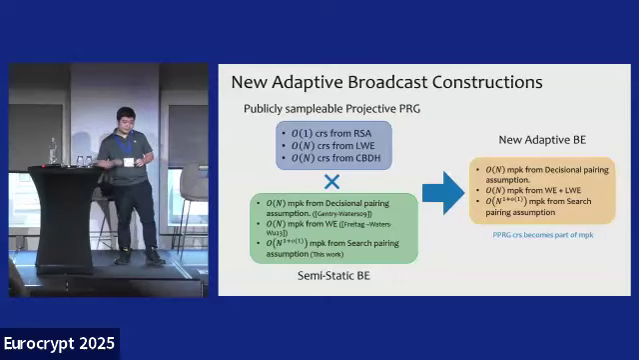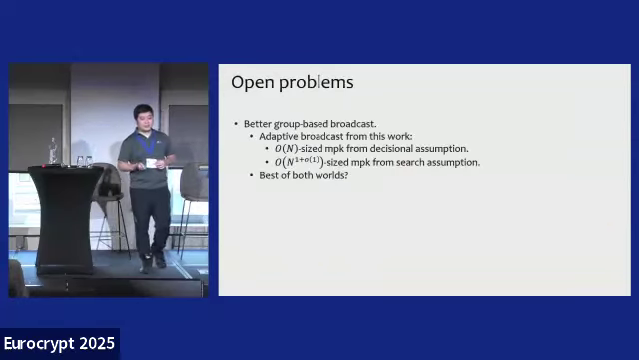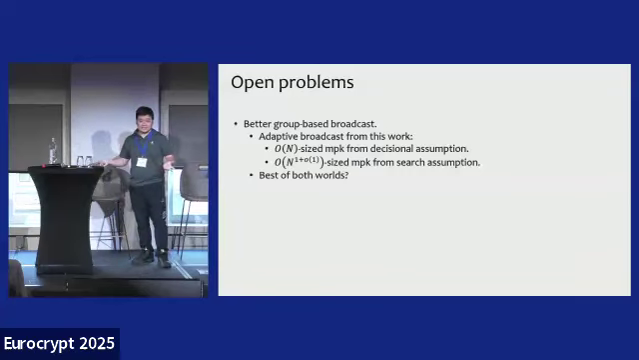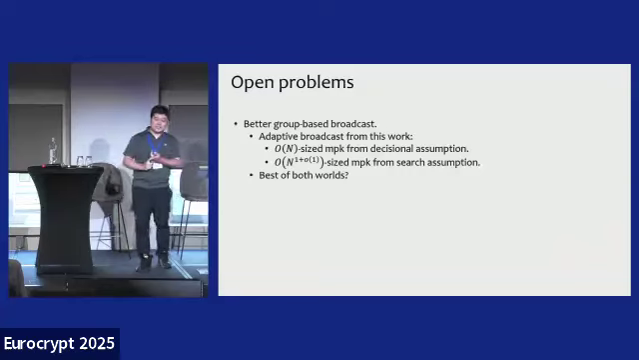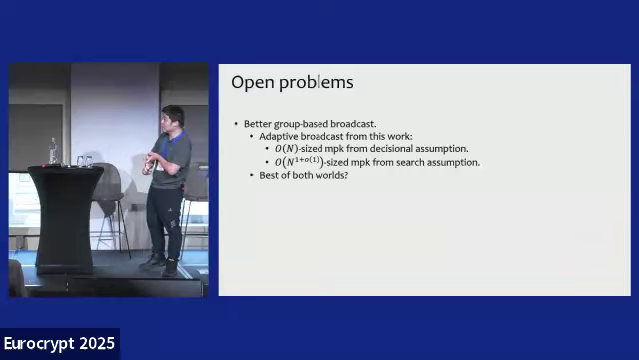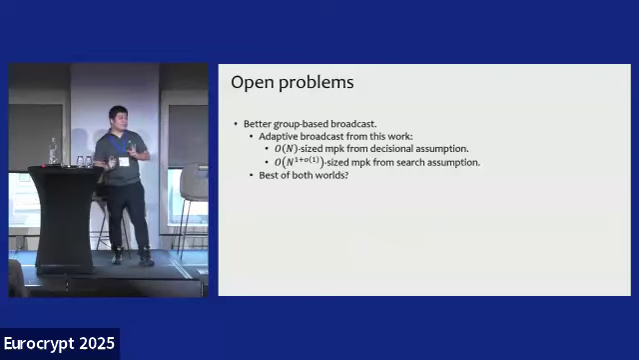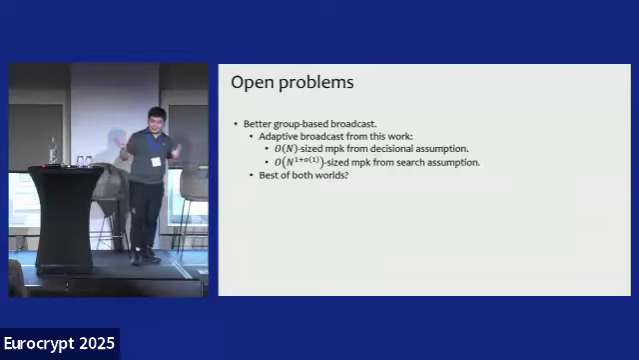So I want to end my talk with a few open problems. First of all, we want better adaptive group-based broadcast. In this work, we know how to get linear size master public key from decisional assumption. We get almost linear size master public key from search assumption. And can we close the gap? We don't know.